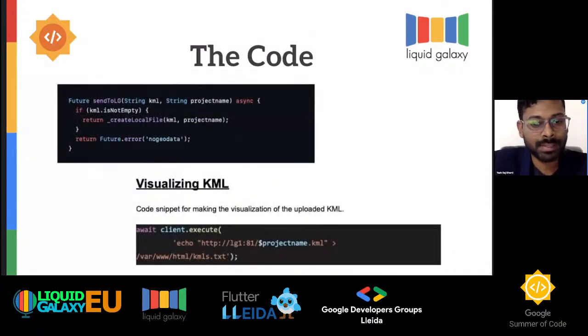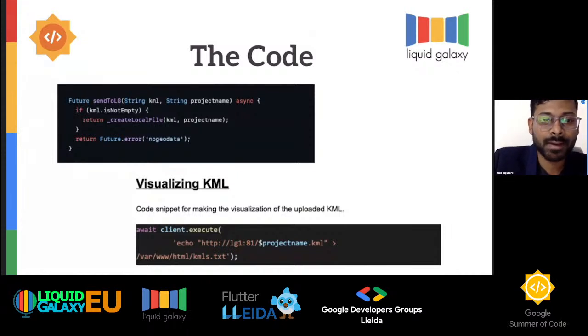Now this one is for visualizing the KML. You can just write the name of the KML file that you are going to send. You send it to that LG1 port number 81, and it is able to visualize the data in KMLs. Now just remember, you may have seen La Palma uses the KMLs directly and visualizes it.